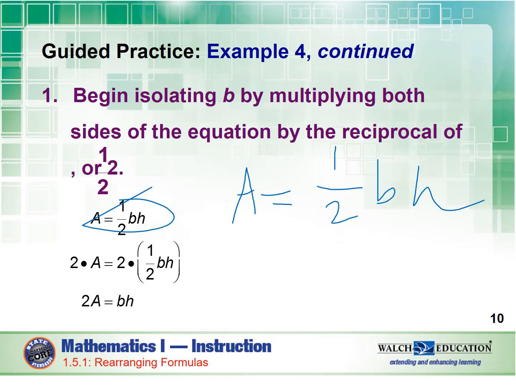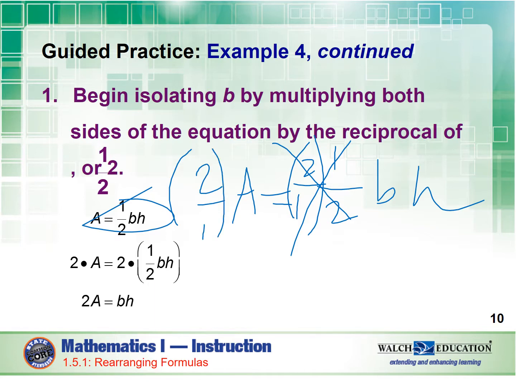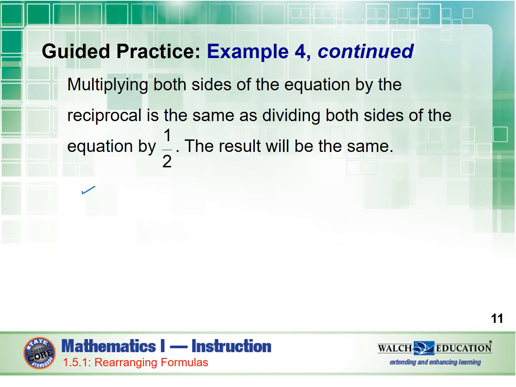The only way to get rid of 1/2 is to multiply by the reciprocal of the fraction, which is 2 over 1. This cancels. So we have to do that to the other side. 2 over 1 is the same thing as 2. So let's come down. We're left with 2a equals bh. Okay? Now, again, we have 2a equals bh. So multiplying both sides of the equation by the reciprocal is the same as dividing both sides of the equation by 1/2. Either way, the result's the same. That's how we got to this.